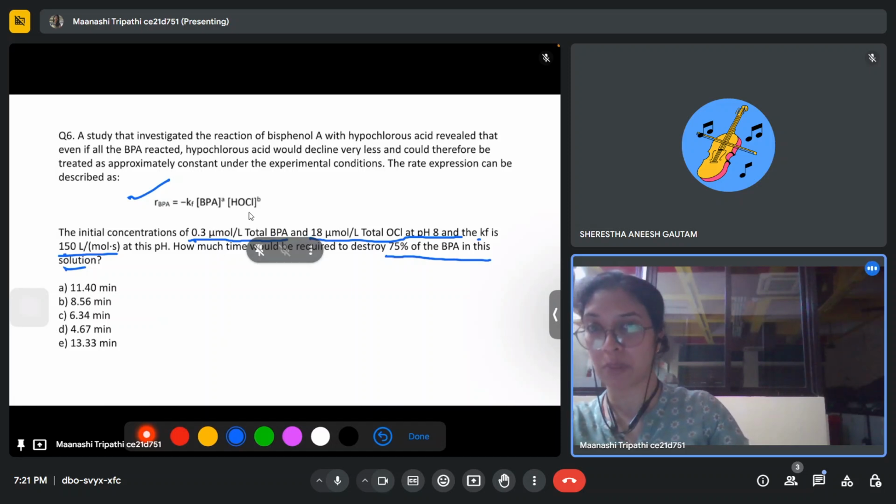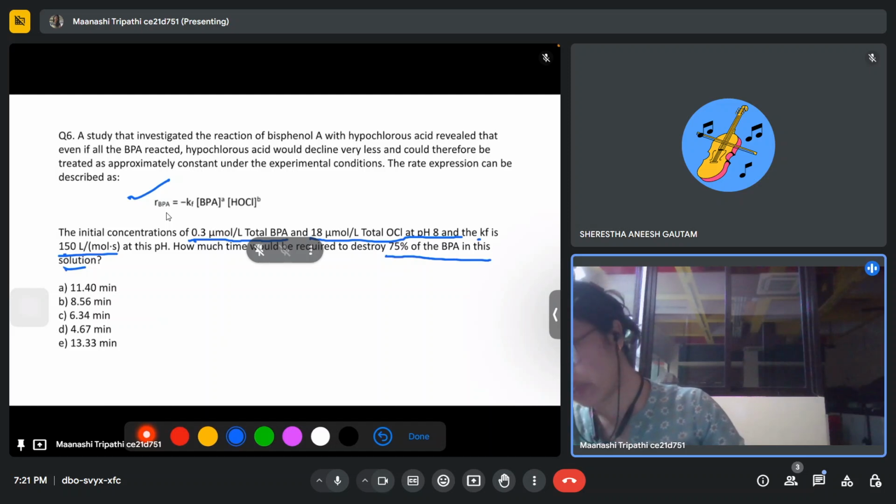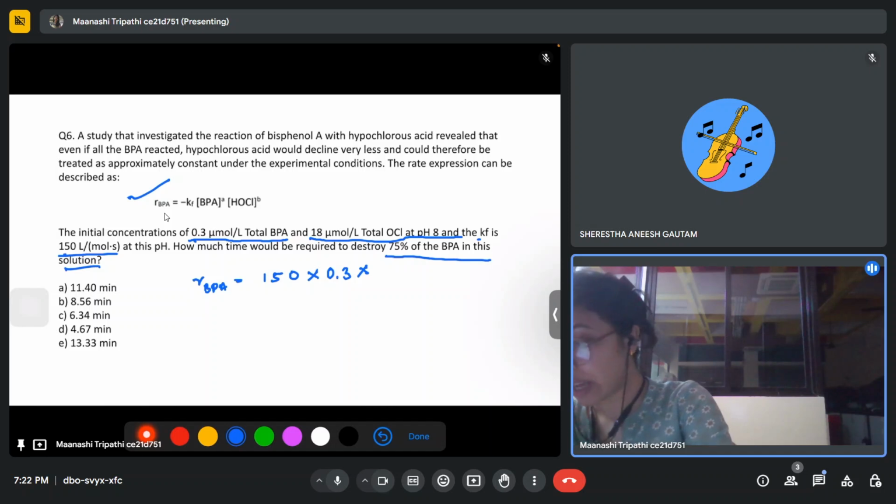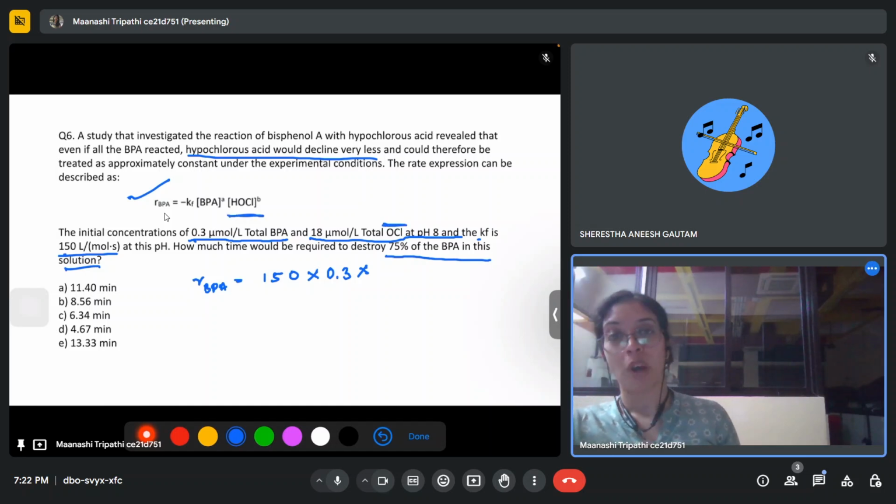We have KF, we have BPA, we have HOCl, and we need to find first of all RBPA, rate of formation of BPA. So RBPA is equal to KF, which is 150 liter per mole per second, BPA is 0.3, and HOCl. So it is saying that HOCl will decline very less. We have OCl, but here HOCl is given. So how will we write this?